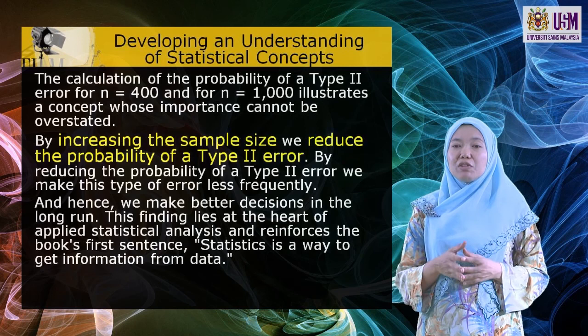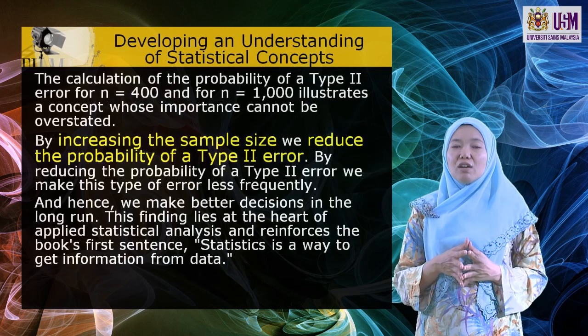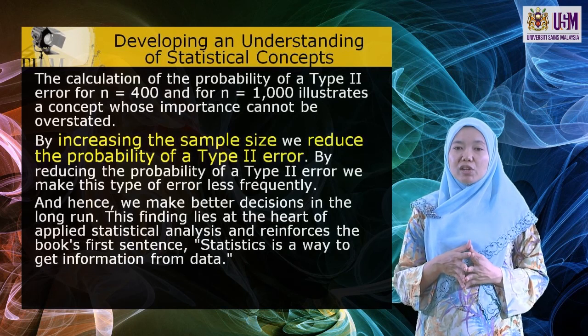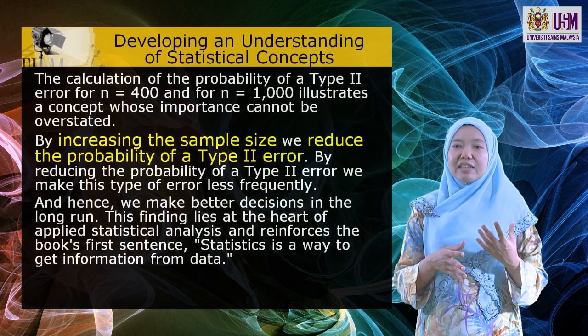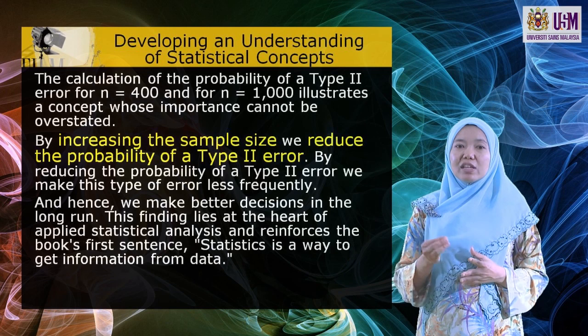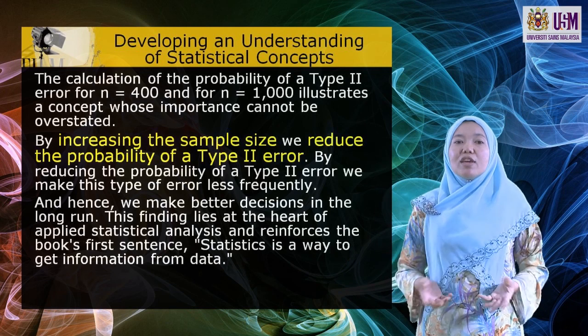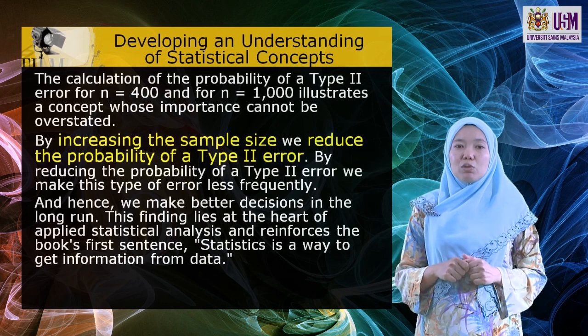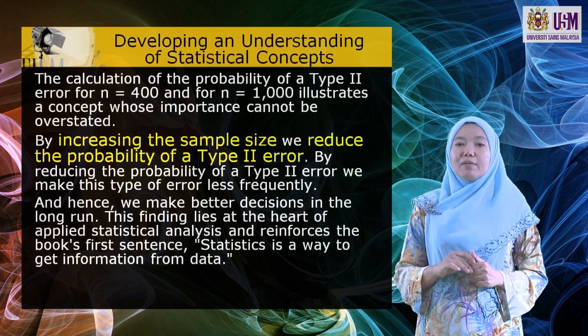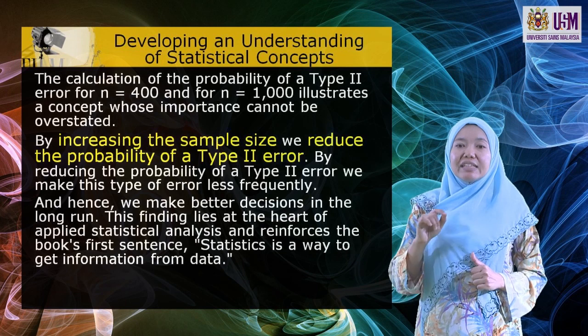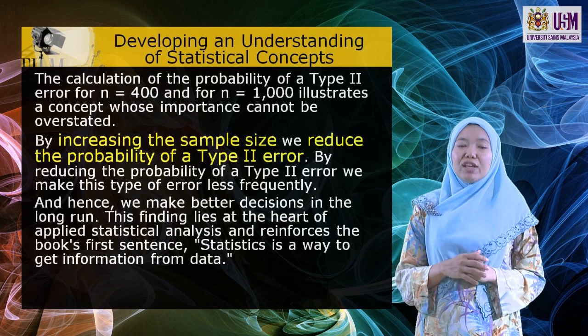So the calculation of the probability of type 2 error for sample size 400 and for sample size 1000 does illustrate a concept whose importance cannot be overstated. By increasing the sample size, we reduce the probability of type 2 error. By reducing the probability of type 2 error, we make this type of error less frequently.